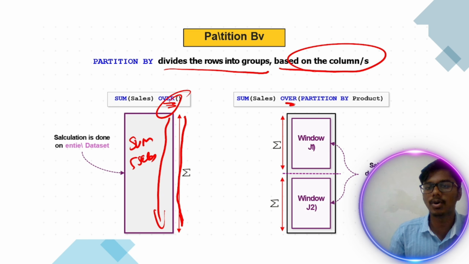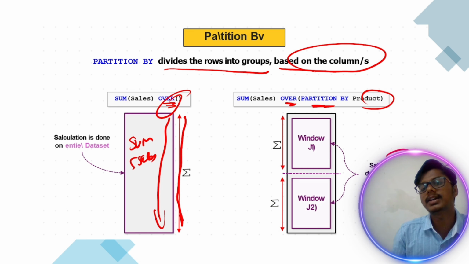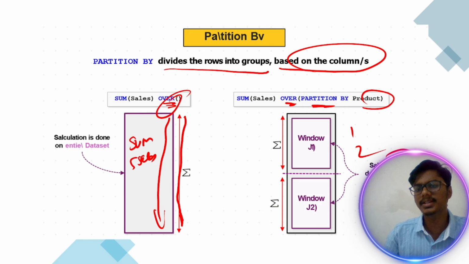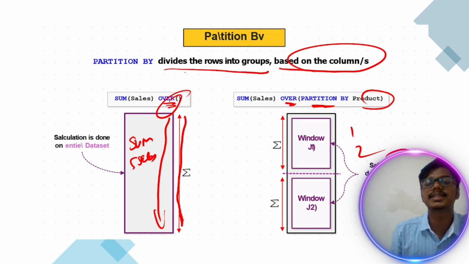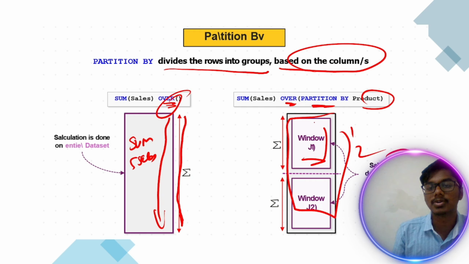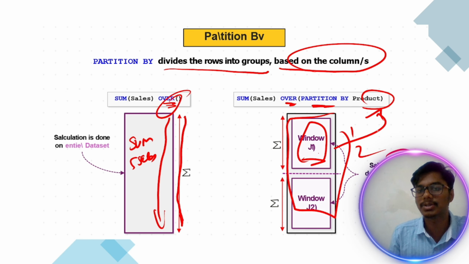If you use SUM OVER PARTITION BY product, it calculates individually on each window. We partition by product, and there are two types of products, and we are going to calculate the sum of the sales based on the product, right? That's where PARTITION BY comes into the picture. PARTITION BY divides the rows into groups based on the columns, based on the product. That's all about PARTITION BY, guys.